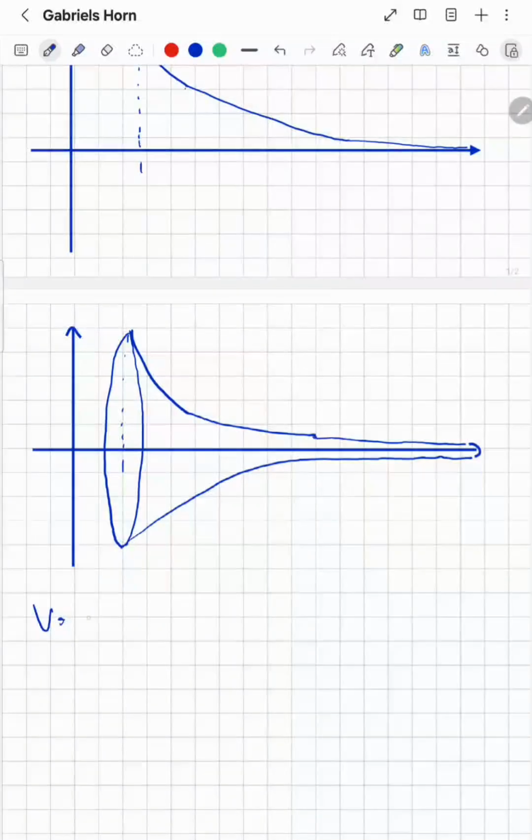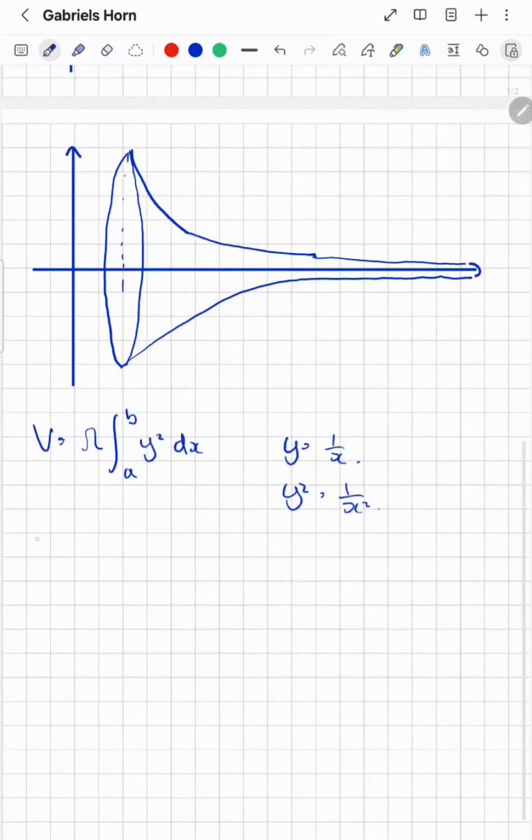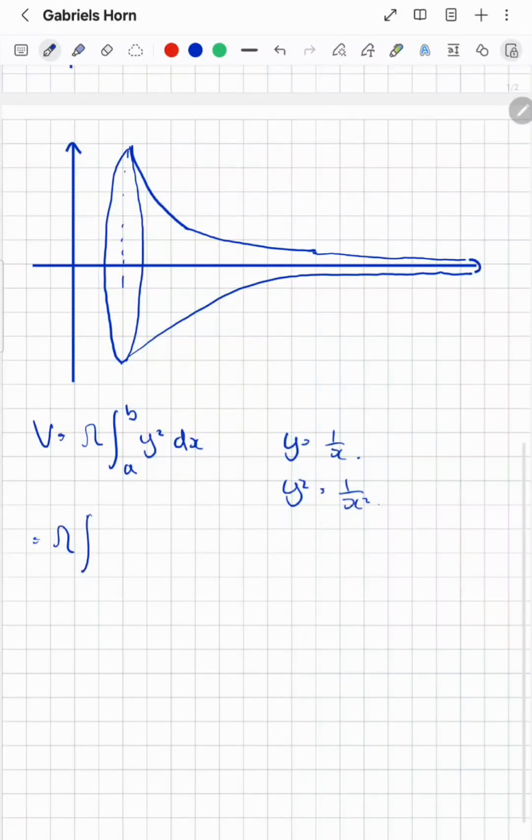So the volume of revolution is equal to pi multiplied by the integral of y squared dx between x equals b and x equals a. Y is equal to 1 over x, y squared is equal to 1 over x squared. So it is pi multiplied by the integral of y squared, which is 1 over x squared with respect to x between infinity and 1. And I normally like using limits rather than the infinity symbol directly. So it's the limit of a tending to infinity between a and 1 of pi y squared dx.